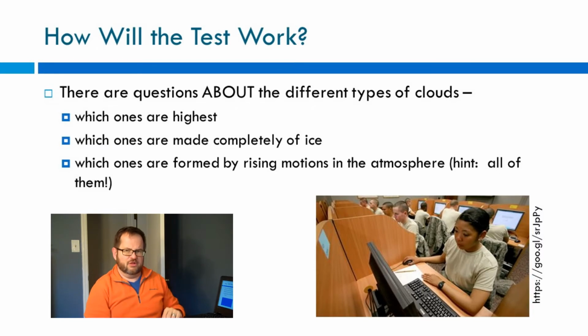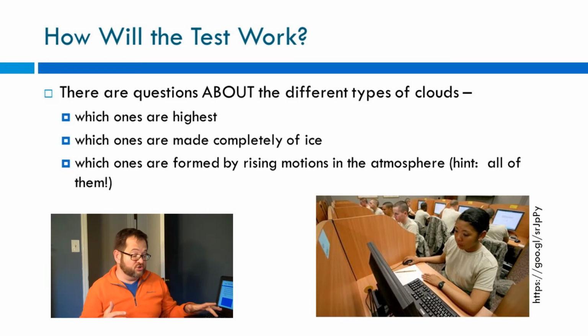Gosh, we just had a whole lot of information. How's the test going to work about stuff like that? Well, first off, we just have some word questions. I mean, on the Blue Line test, there'll be questions about things like, put these clouds in order from lowest to highest, or which one of these clouds is made completely of ice, or which one of these is formed by rising motions in the atmosphere. Hint, all of them are.